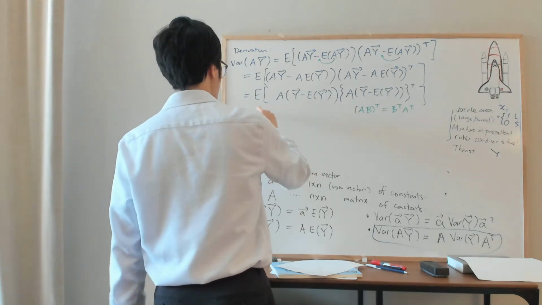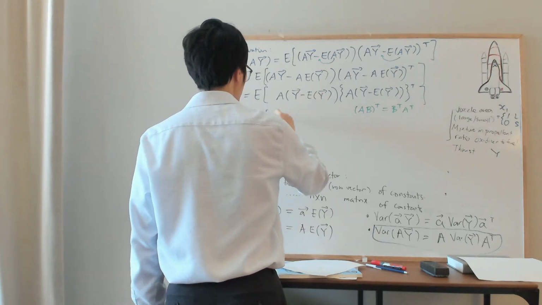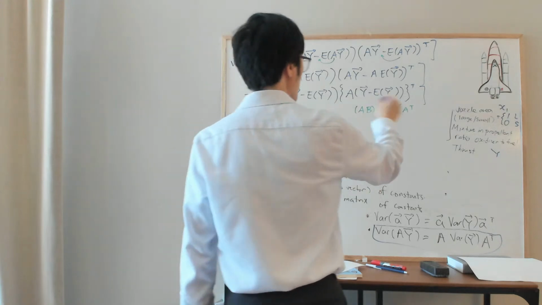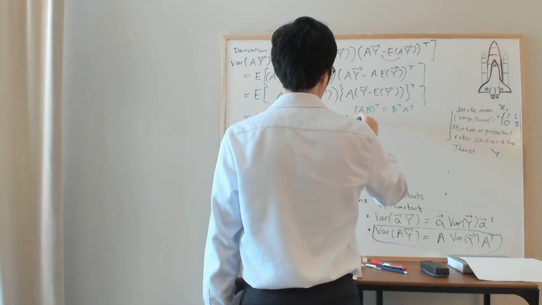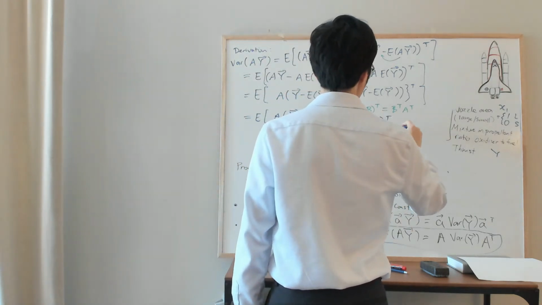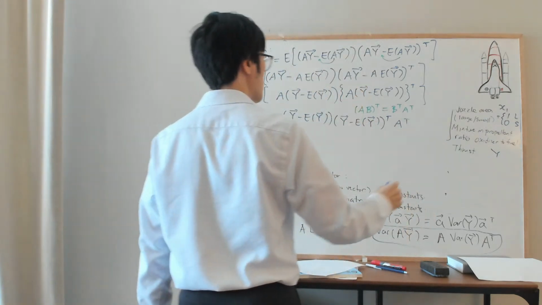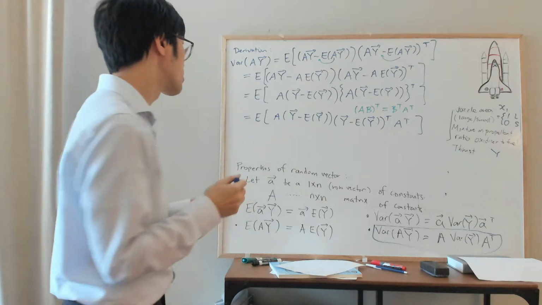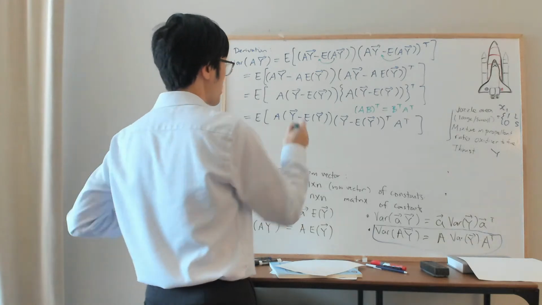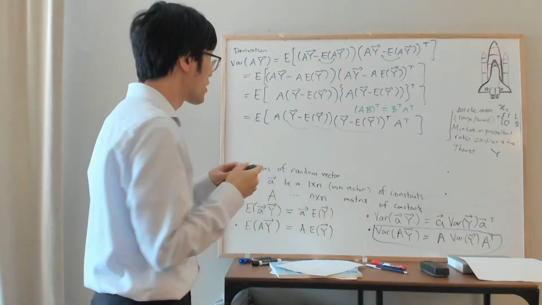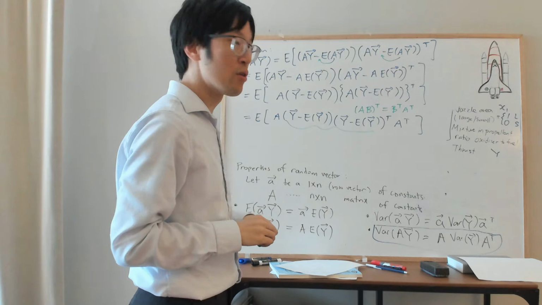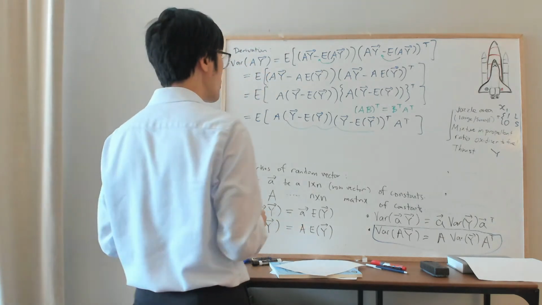Okay, so once we do that, we get E of, this part is the same, A times Y minus E of Y. And then this part becomes Y minus E of Y transpose, and then A transpose, after applying this property of transpose. We're almost there, because now we recognize that this part, if you take the expectation of that, is by definition the variance of the random vector y. So how do we get there?